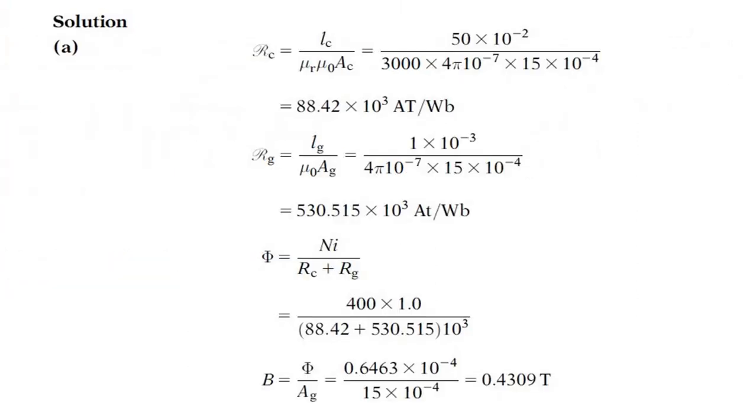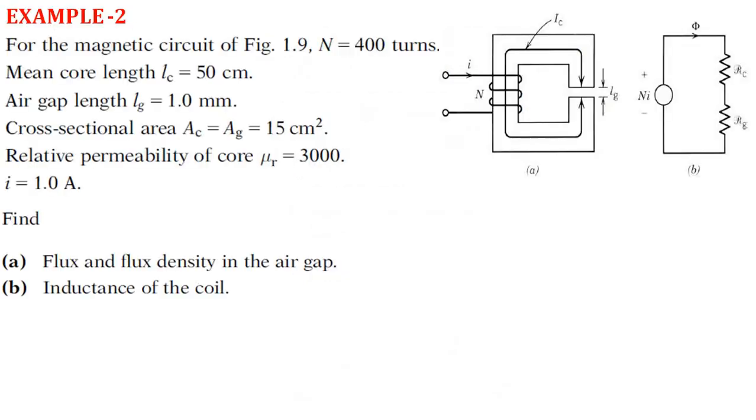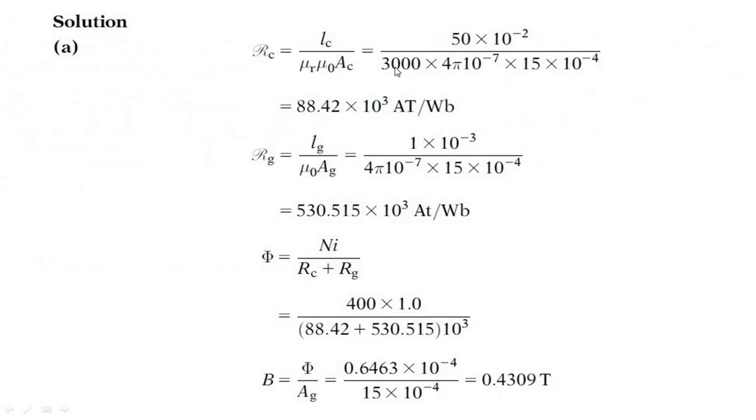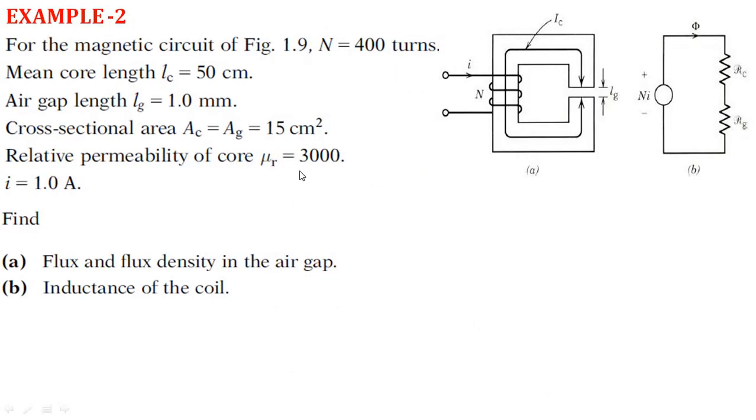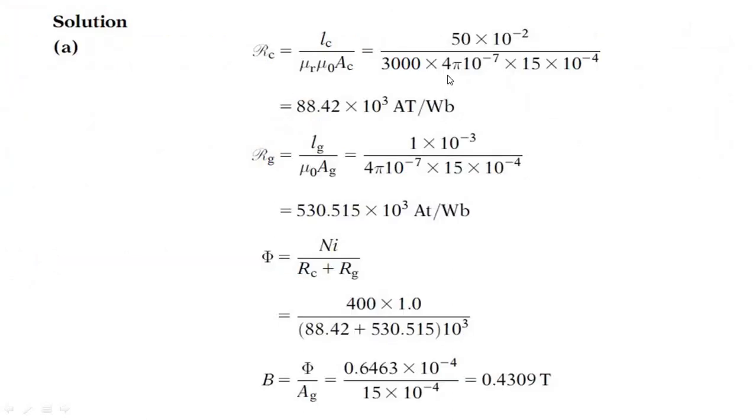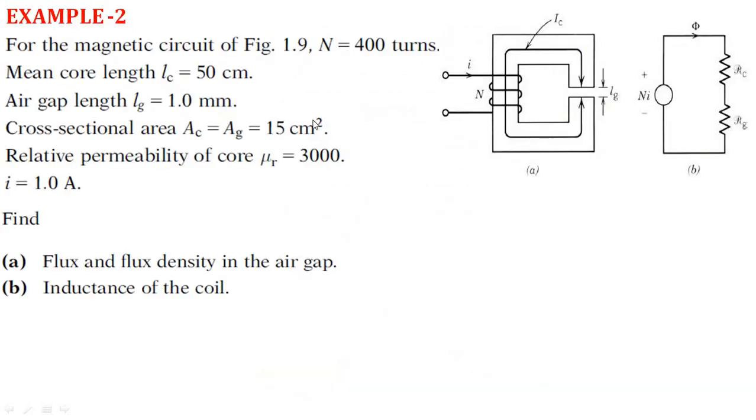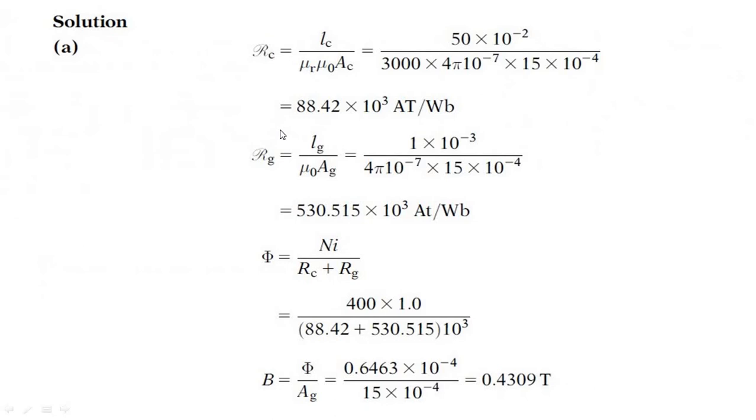So first we have to find out the reluctance. Reluctance formula: reluctance is equal to L divided by mu naught into mu r into A. Here the length of the core is equal to 50 cm divided by mu r, the relative permeability, 3000, into mu naught, whose value is 4 pi into 10 to the power minus 7. And then the cross-sectional area of the core Ac is equal to 15 into 10 to the power minus 4. So the value is 88.42 into 10 to the power 3 ampere turns per Weber.